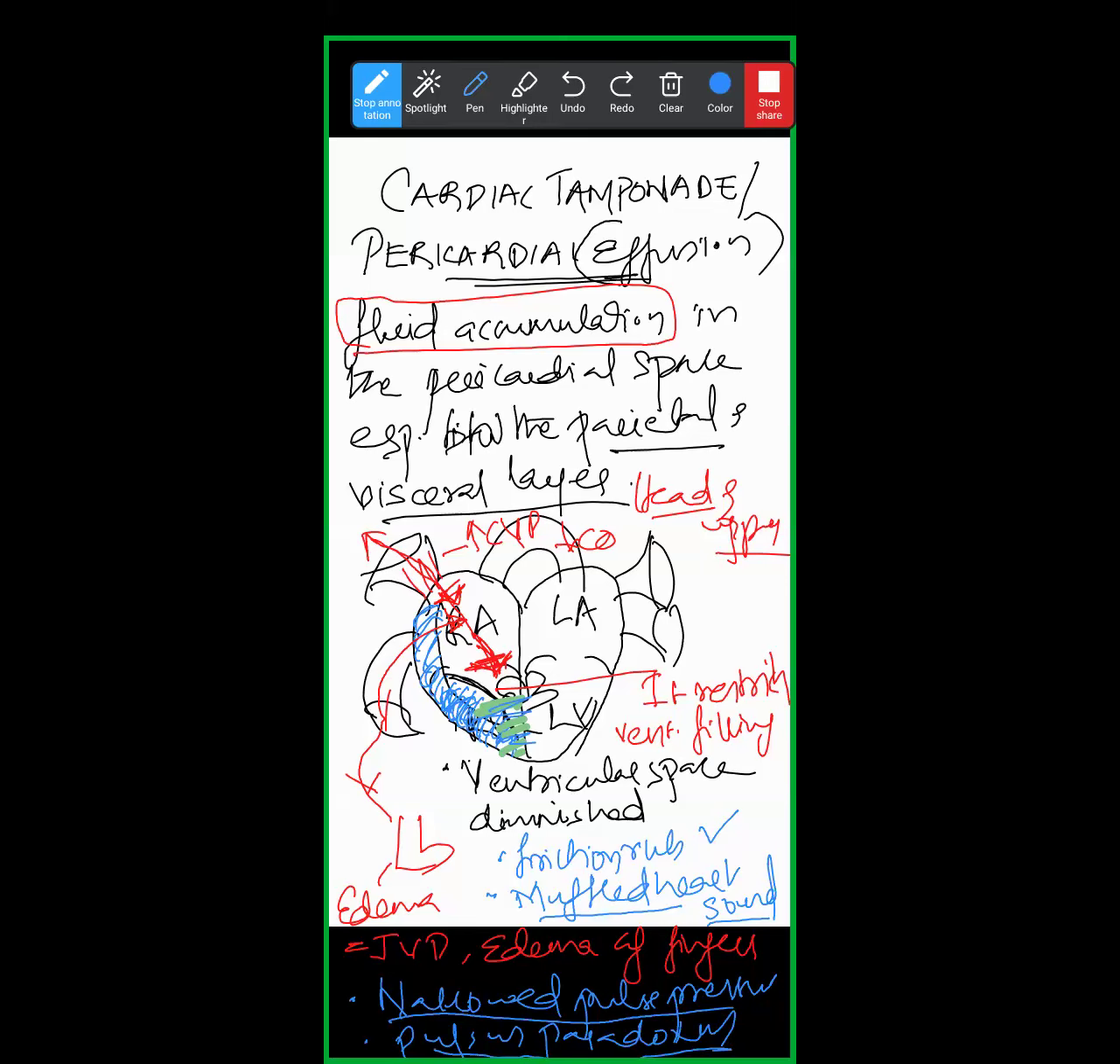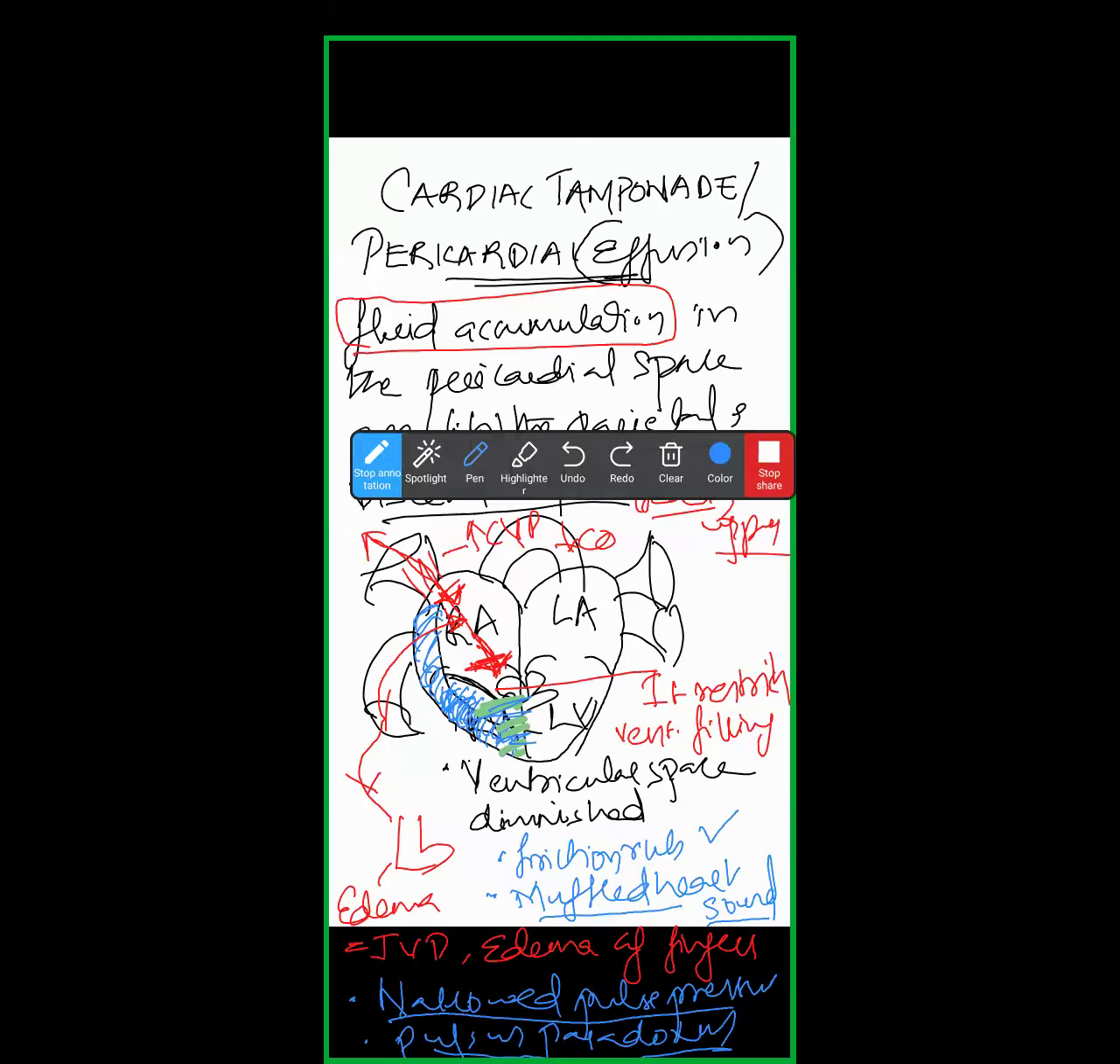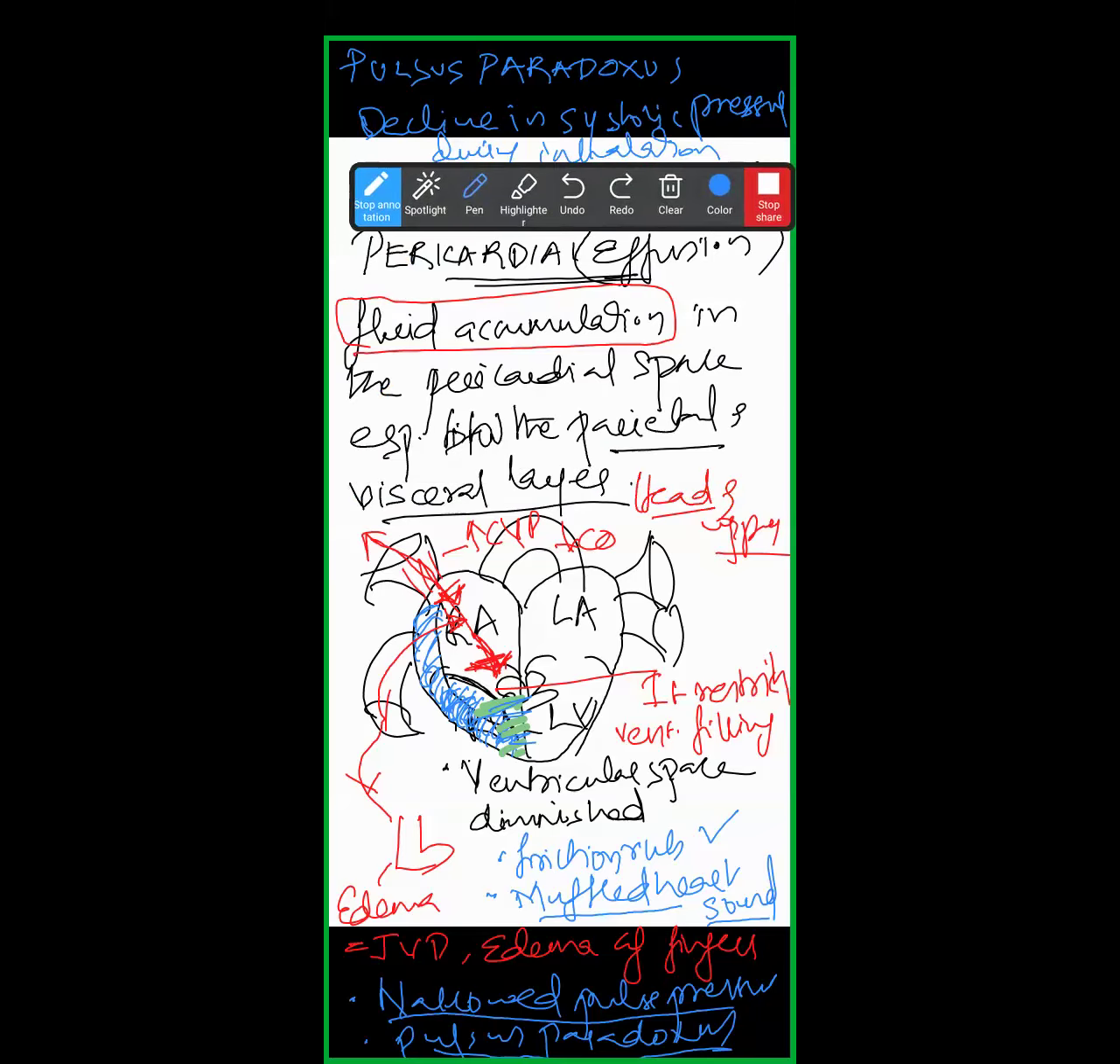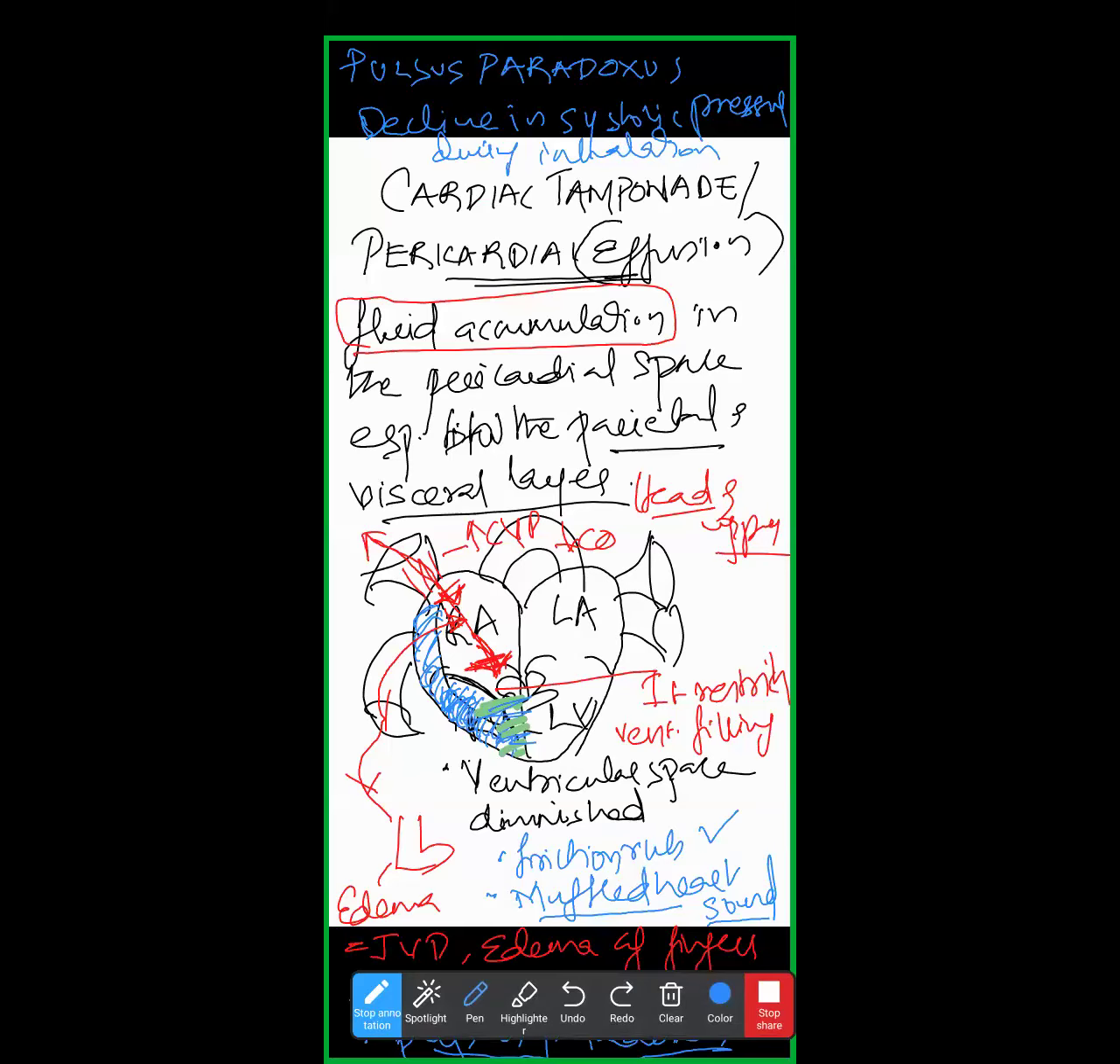and pulsus paradoxus. What do you mean by pulsus paradoxus? You write pulsus paradoxus. Pulsus paradoxus means declining systolic pressure during inhalation. While breathing, systolic pressure will be dropped. That is pulsus paradoxus. So declining systolic pressure during inhalation is considered to be what? Pulsus paradoxus. Note, take a screenshot.